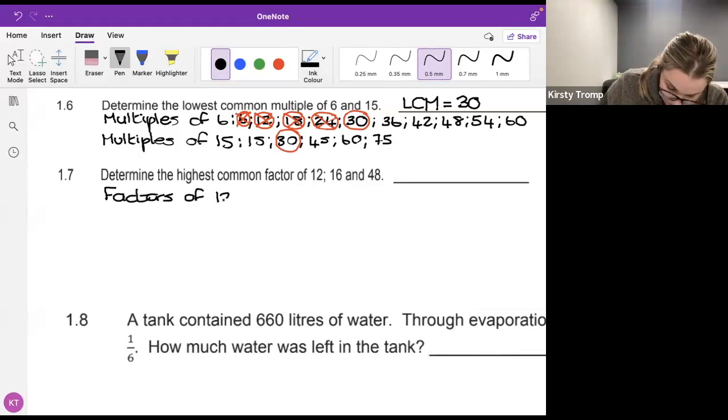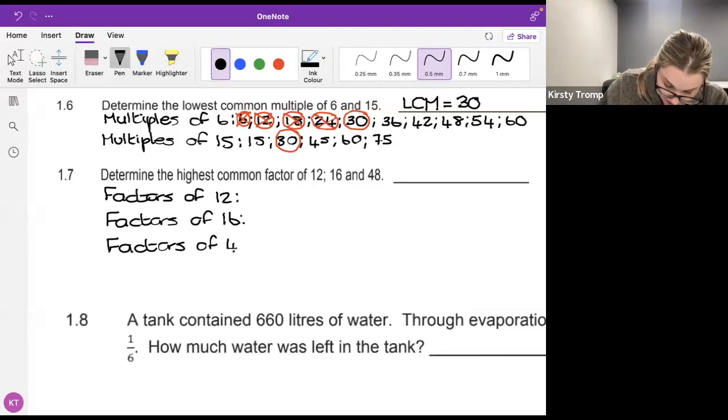Of 12. I need to find the factors of 16. And I need to find the factors of 48. I'm seeing somebody telling me, to find the prime factors.